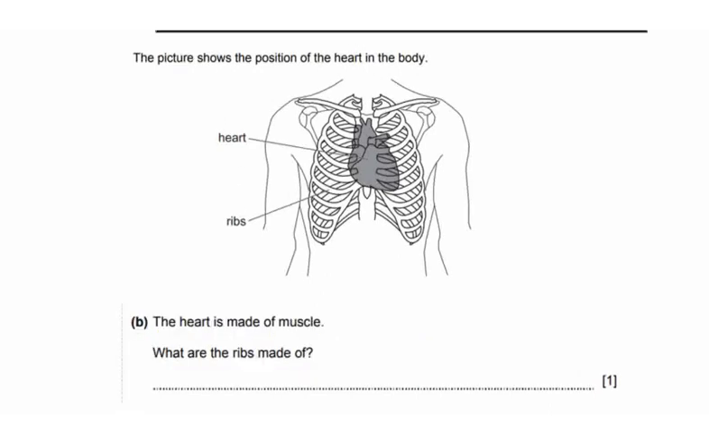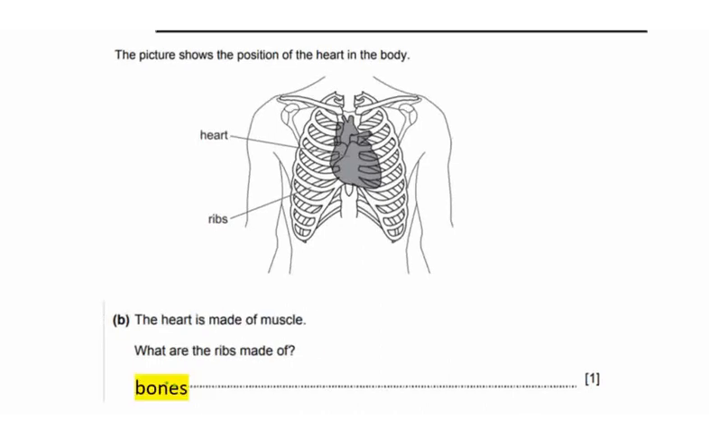This is question 4b. The heart is made of muscles. What are the ribs made of? 10 seconds from now. Well, the answer is the ribs are made of bones. Easy, right?